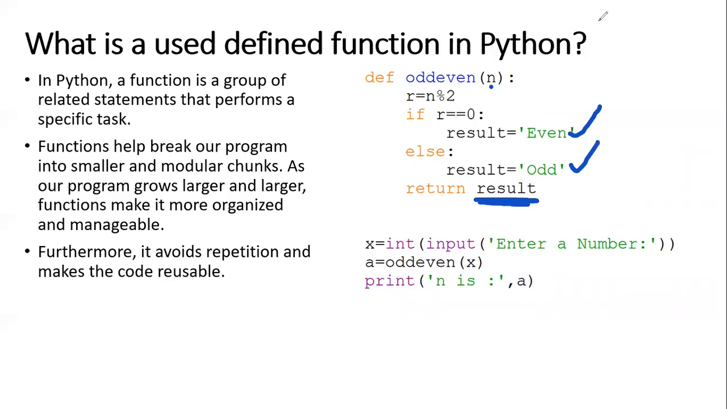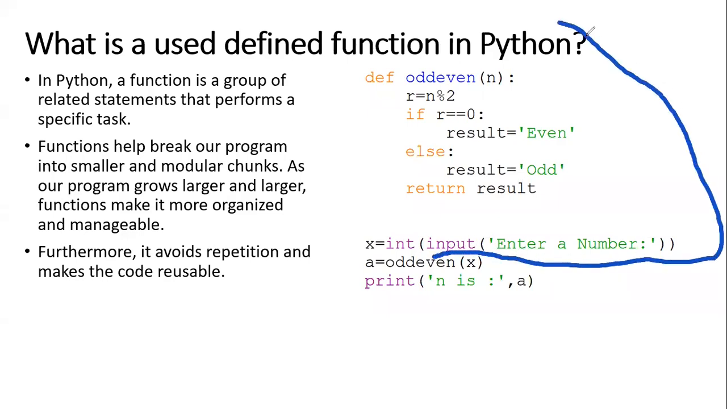Now you can see here who has called this function. Here this code is calling the function. Then what happened? It takes the input you pass here. Let's say the input value is 5. Then this value will be 5. Then you divide 5 by 2. The remainder is 1. Remainder is 1 means this condition is false. Then you go to the else part. Then the result is odd because 5 is an odd number.